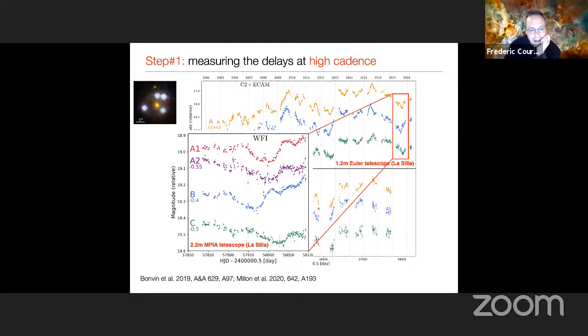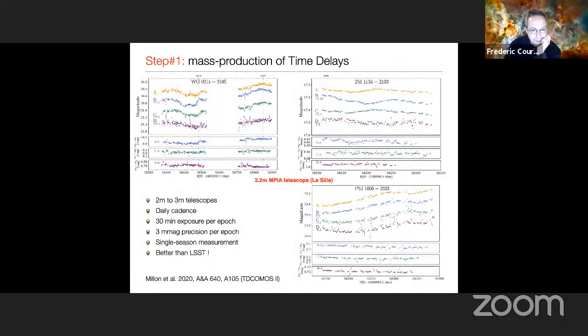So this we can do now at the 2.2 meter Glacier, observing every day. And we also do it for many objects. I see 1, 2, 3, 4 objects. We have like 6 new in this paper. And that's done in typically 30 minutes of exposure per night. And the precision we have on the light curves is typically 3 millimag RMS, down to magnitude 17, 18. So essentially, in terms of cadence and depth, it's essentially already better than LSST for a single epoch of LSST. Okay, so now we can measure time delays in 1 season.